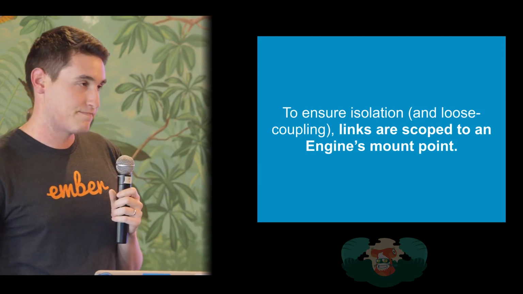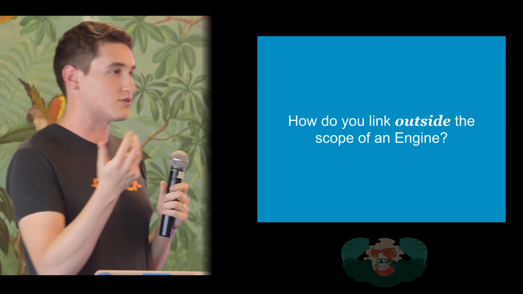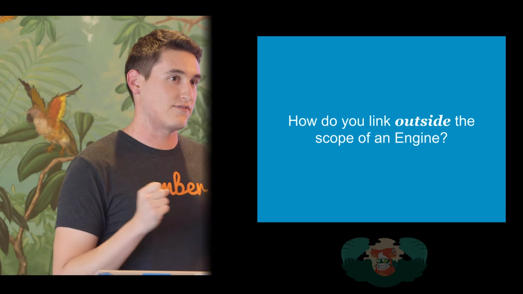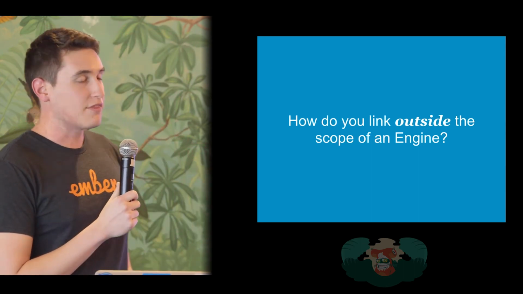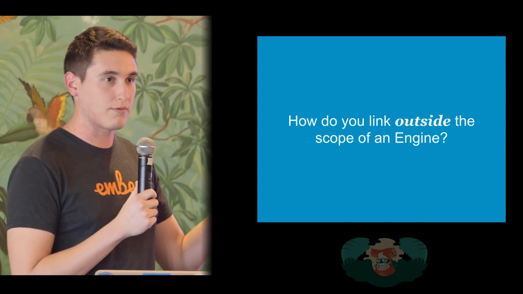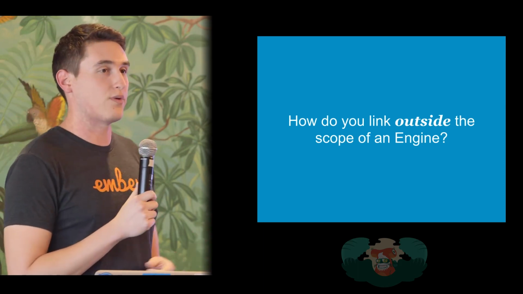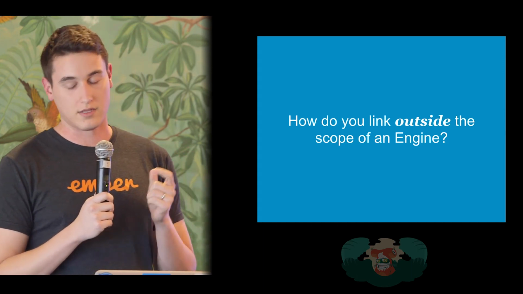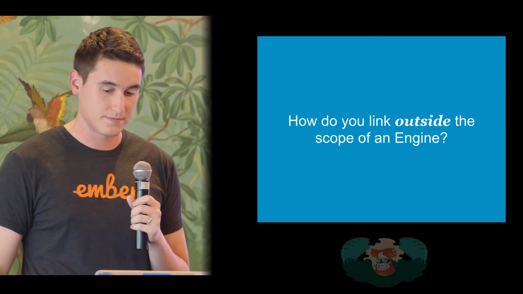So the question then is, how do we link outside of an engine? If all of our link-tos are scoped directly to the content that's within the engine, it makes it difficult to actually link to something that's outside of that scope. And there are obvious use cases for this. If you have a blog engine, you will probably want to be able to link to the homepage of your application. If you have a newsfeed engine, you might want to be able to link into a user's profile, and so on and so forth.